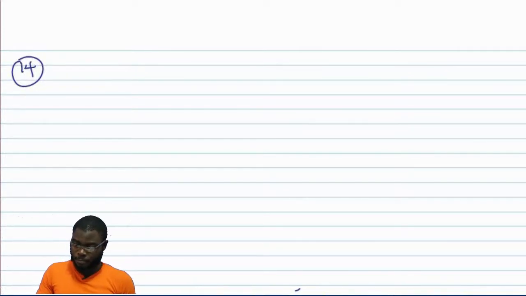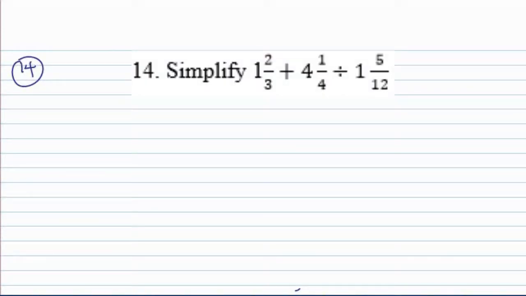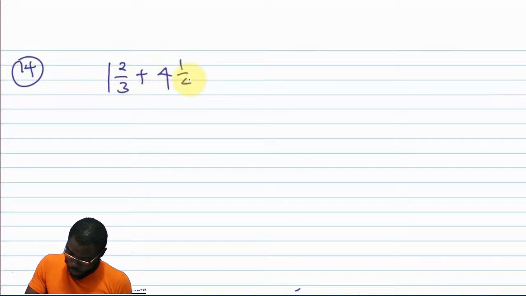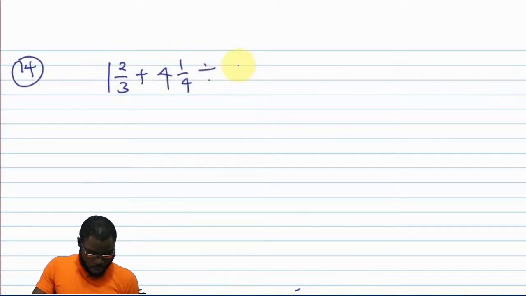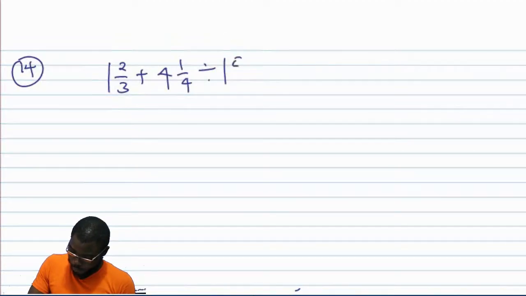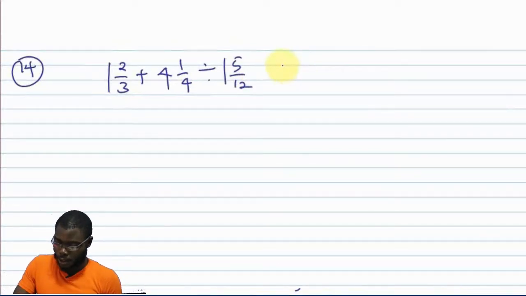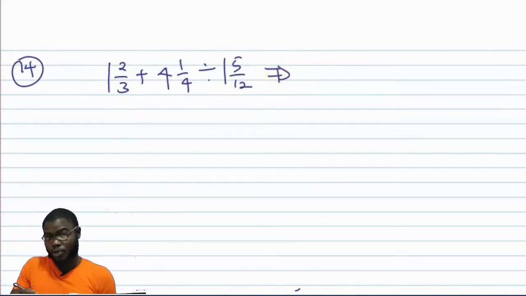Alright, question number 14. Simplify 1 whole number 2 over 3 plus 4 whole number 1 over 4 divided by 1 whole number 5 over 12. Okay, we have to simplify this.